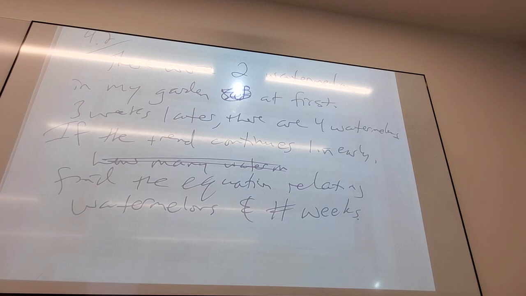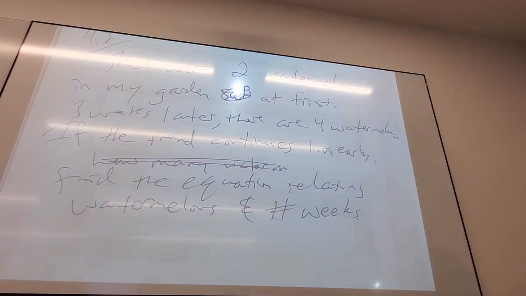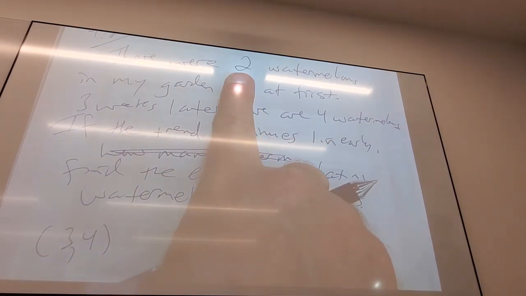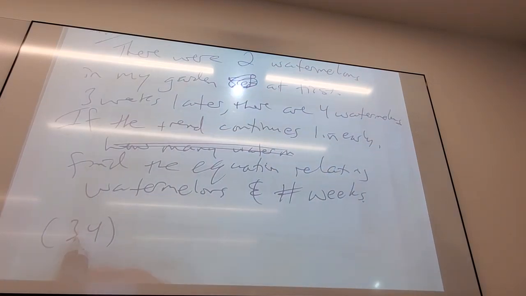So how much time has gone past when there were 2 watermelons? Isn't that where everything starts? Let me say it the other way. How much time has gone past by the time there's 4 watermelons? 3 weeks. Do you see how that's a point? Time is 3. Number of watermelons is 4. So one point I've got is 3, 4. What's the other point? 2, 0. Careful, what have I done? What's the first coordinate? Time. 0, 2. So at 3 weeks, there's 4 watermelons. At 0 weeks, there were 2.